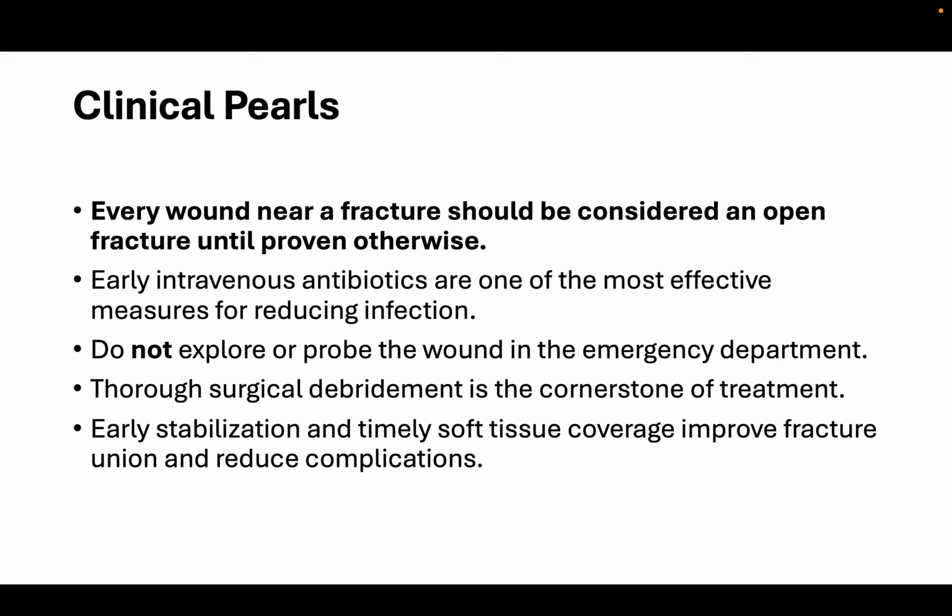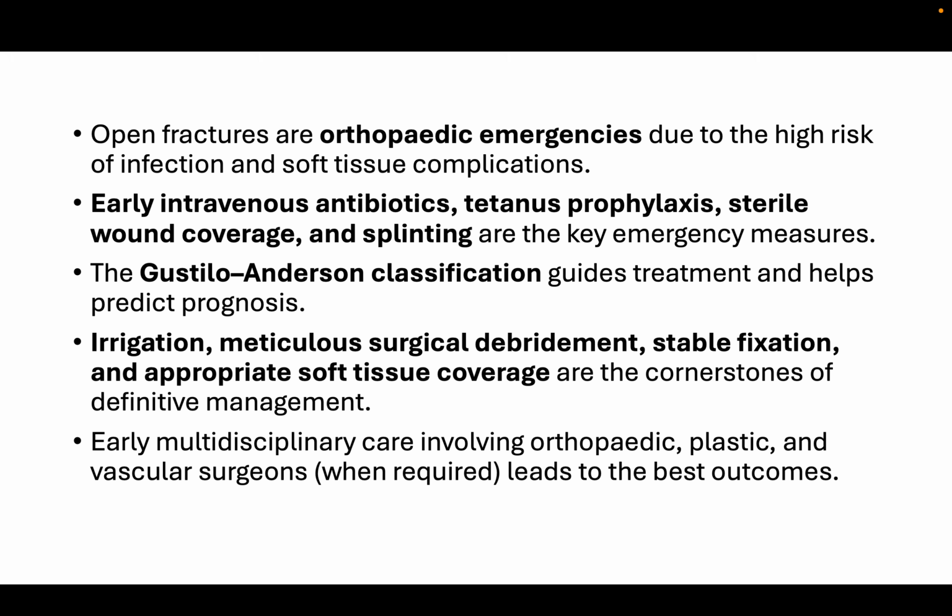Every wound near a fracture should be considered an open fracture until proven otherwise. Early intravenous antibiotics are one of the most effective measures for reducing infection. Do not explore or probe the wound in the emergency department. Thorough surgical debridement is the cornerstone of treatment. Early stabilization and timely soft tissue coverage improve fracture union and reduce complications. Open fractures are an orthopedic emergency due to the high risk of infection and soft tissue complications. Early intravenous antibiotics, tetanus prophylaxis, sterile wound coverage, and splinting are the key emergency measures.